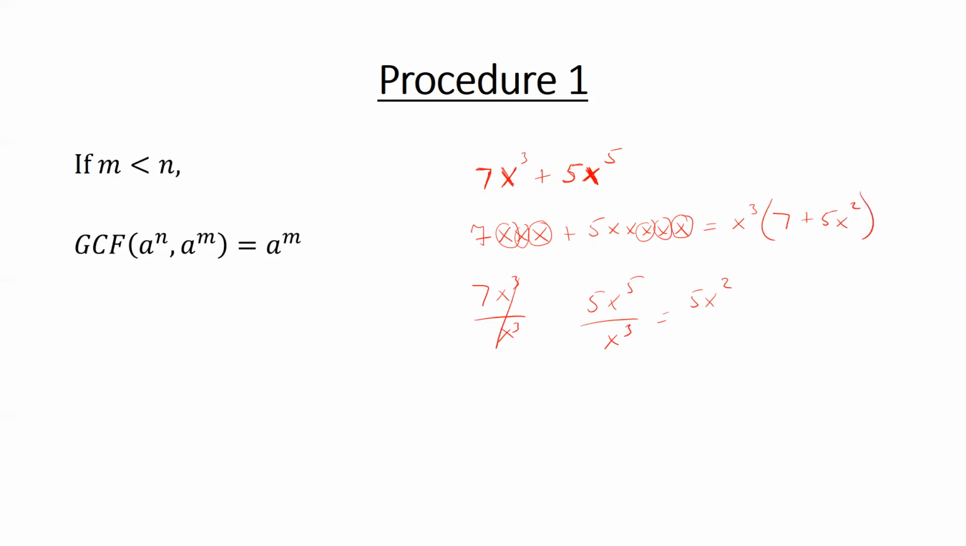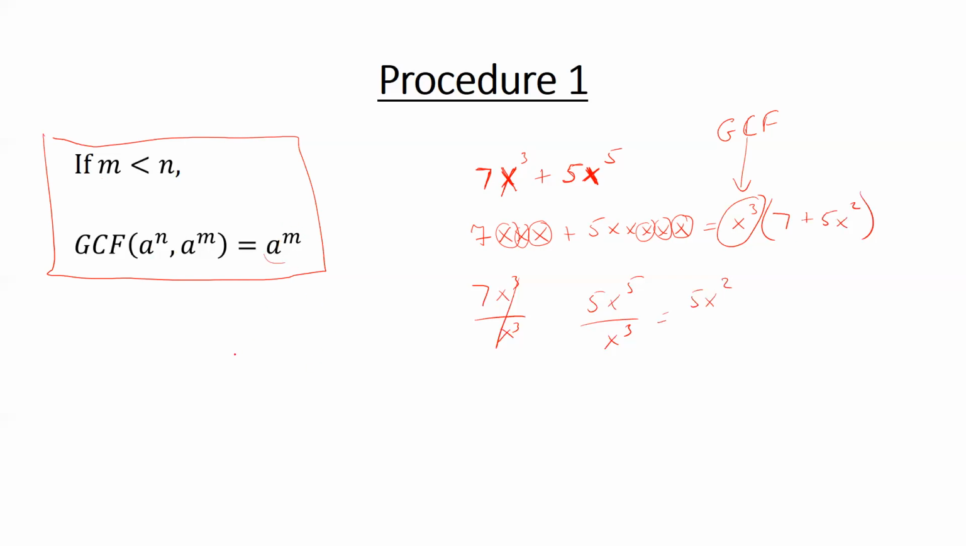Now, what you should get out of this is that the greatest common factor here, this x cubed, the GCF, was the x raised to the lower of the two powers. And that's really what this procedure says. It says that if you want to find the greatest common factor of two exponential expressions where you have the same base raised to different powers, the answer is just the base raised to the lower of the powers, right? If m is less than n, then the GCF is a to the m.